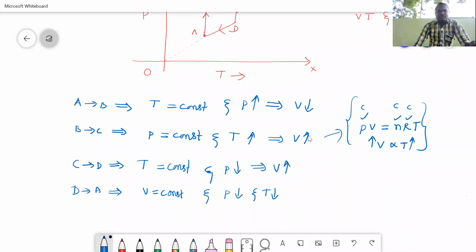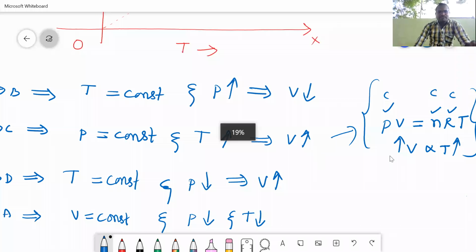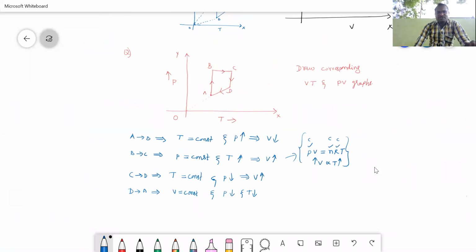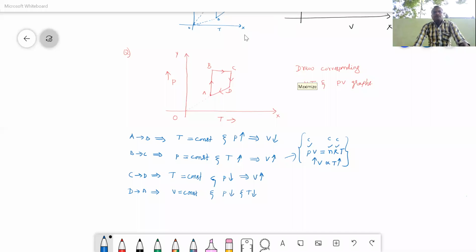This information, did you understand? Students, did you understand this information? Yeah, time up. Yes. Now, that PT graph and VT graph and PV graph you have drawn, na?